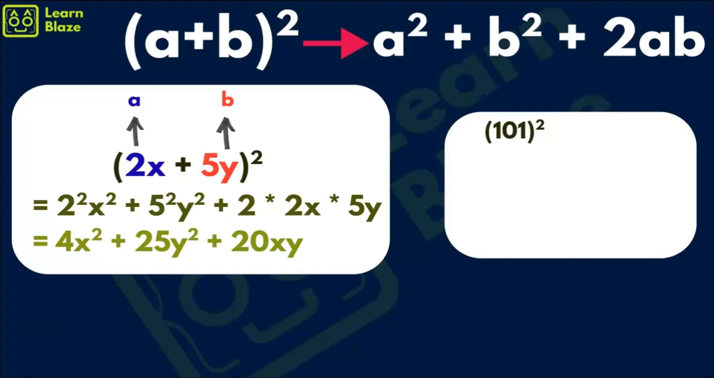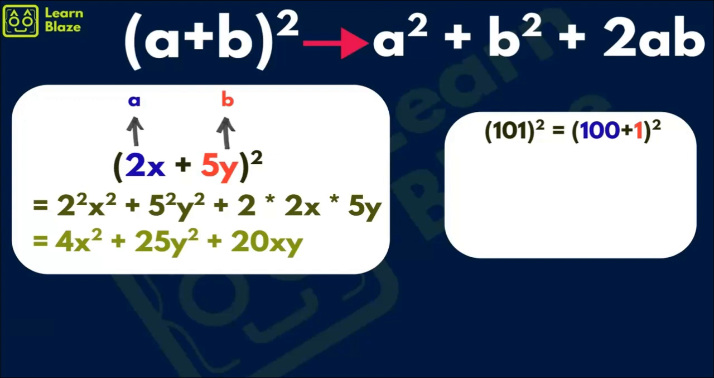Now, calculating 101 square directly can be really tedious. Let's use this identity, which can also be really useful in finding the product. Now, let's split 101 in a plus b form. I can split this in many ways, but in this case, choose the two numbers wisely such that it is easier to calculate a square.